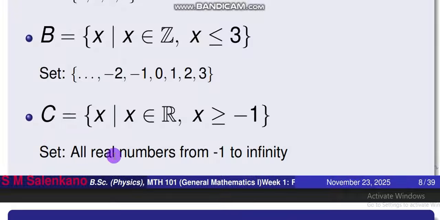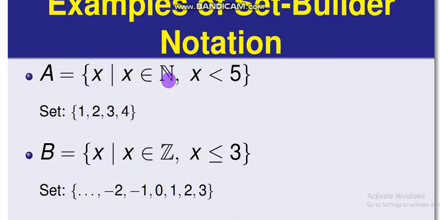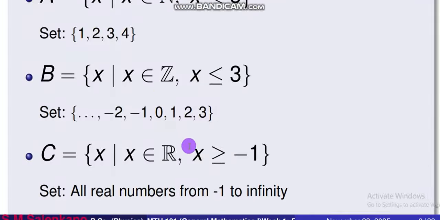The third example here says set C is a set of X such that X is an element of the set of real numbers. Real numbers are all numbers that are not imaginary numbers. They can be decimal numbers, they can be whole numbers. Any number that is not imaginary is a real number. So it belongs to a set of real numbers. All these integers and natural numbers, they are all real numbers.